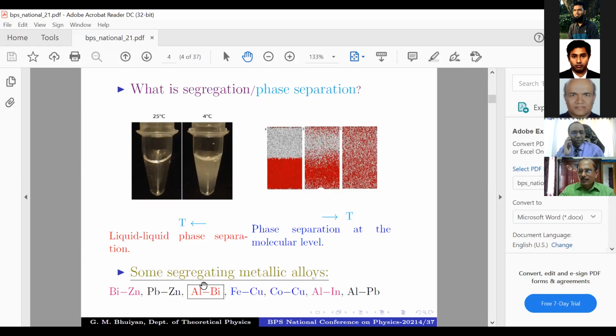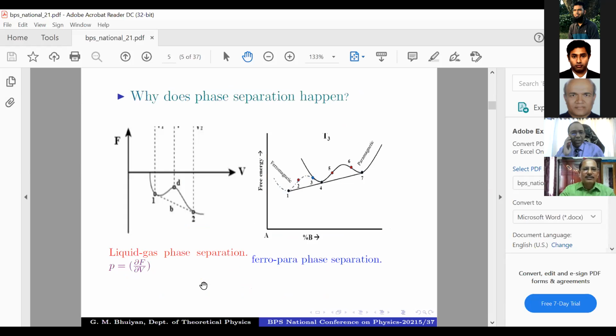Okay, now let us go to the second question of the introduction. Why does phase separation happen? It is a good question, but it is not completely understood from the microscopic point of view, still now, although we have advanced so far in understanding this.